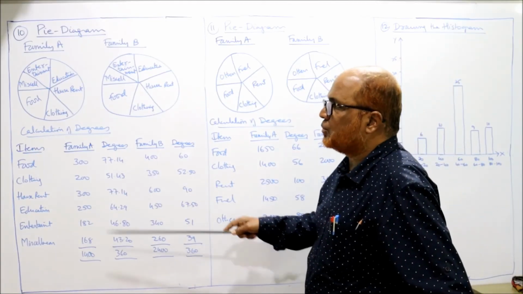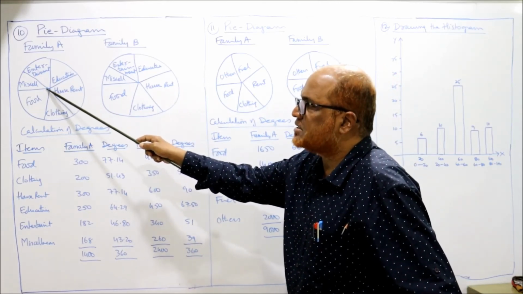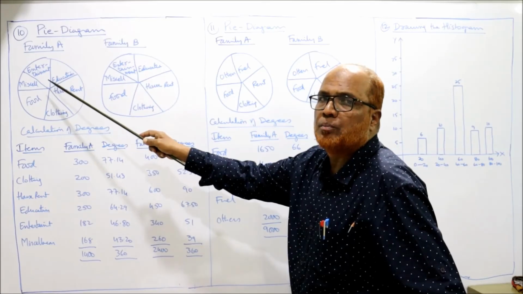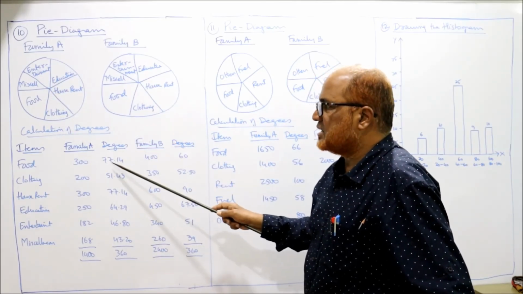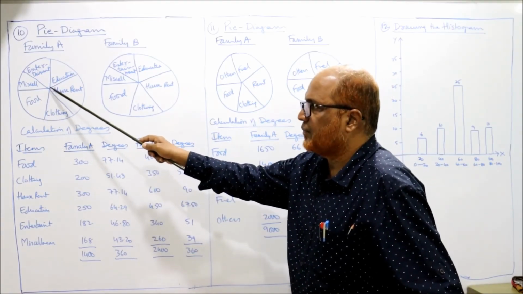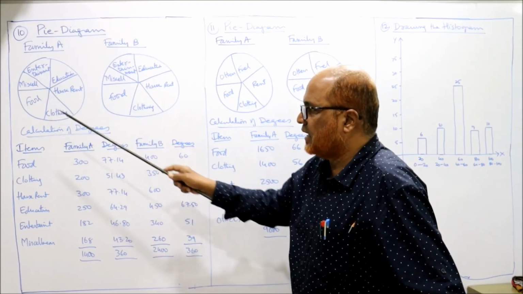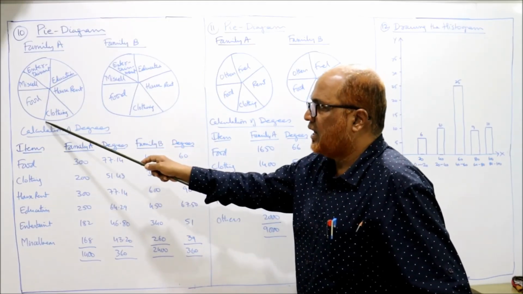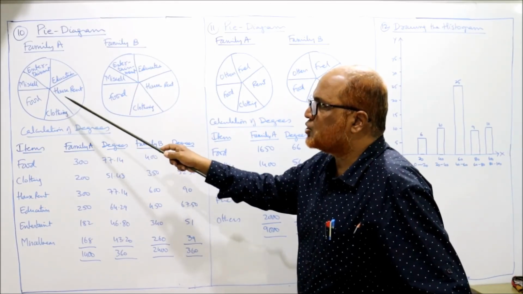Now these degrees should be represented in the circle. So first you make a radius. After making the radius, put the D scale coincide with this radius. Then 77.14. At 77.14 put a point, join this to the center. This will give you food. Put the D scale at this point. Then again take 51.43. At 51.43 put a point, mark here and join this.